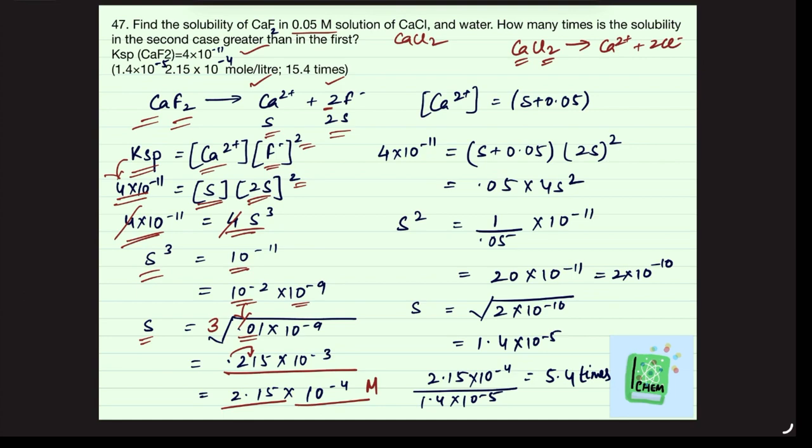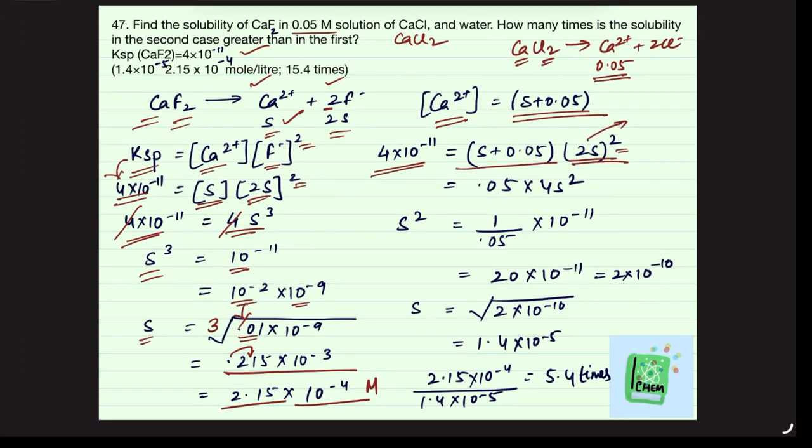If the concentration of calcium chloride is 0.05 moles per liter, then calcium ions formed is also 0.05 moles. Total concentration of calcium ions is S moles per liter from calcium fluoride and 0.05 moles per liter from calcium chloride. So total calcium ion concentration is S plus 0.05. Now the solubility product, which is 4 into 10 to the power minus 11, is equal to concentration of calcium ions, which is S plus 0.05, multiplied by concentration of fluoride ions, which is 2S raised to the power 2.